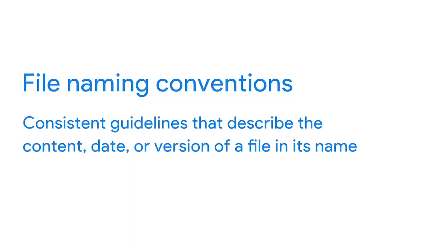So you've heard me mention the idea of using meaningful and logical file names to help organize your data. But using consistent file names can also streamline or even automate your analysis process, saving you time and energy in the long run. When you use consistent guidelines that describe the content, date, or version of a file in its name, you're using file naming conventions. And as we've already discovered, these file naming conventions help us organize, access, process, and analyze our data.